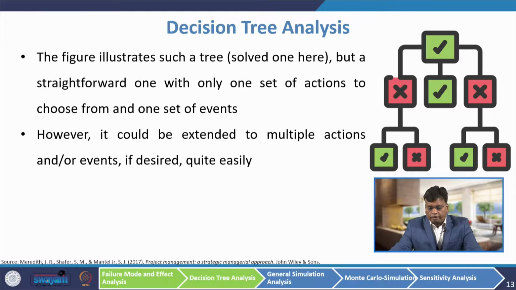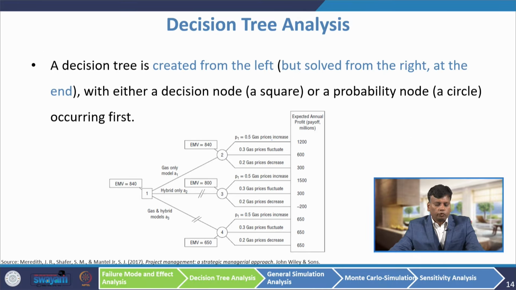Now, we will come back to some more basics on decision tree analysis. The figure illustrates how a tree is solved. This is a straightforward one with only one set of actions to choose from and one set of events. However, it could be extended to multiple actions or events very easily if desired. So, a decision tree is created from left, but solved from right. As I told you, the square represents the decision node and the circle represents the probability node.